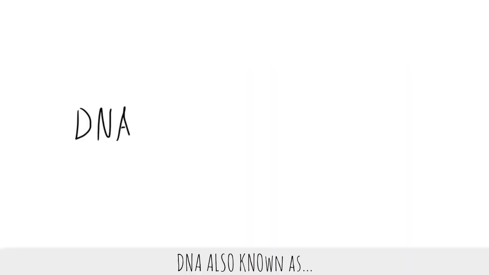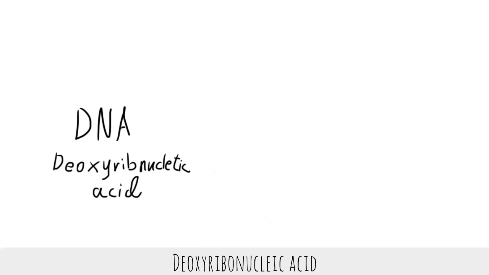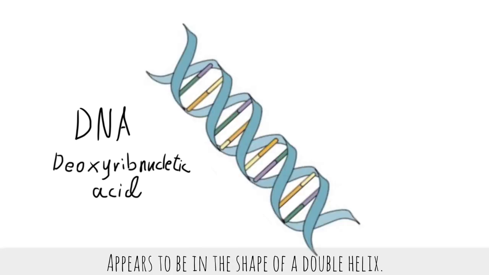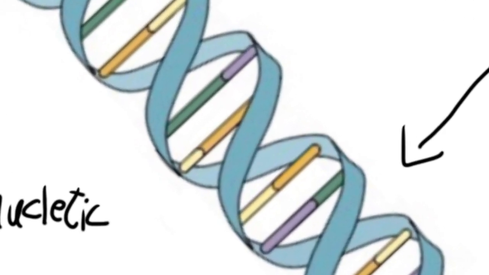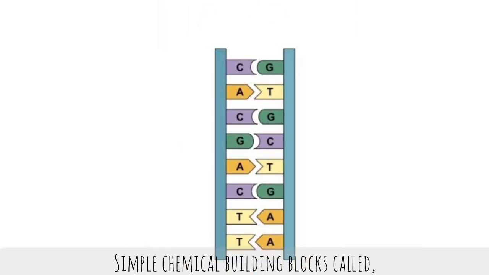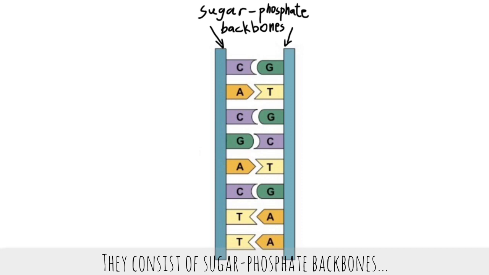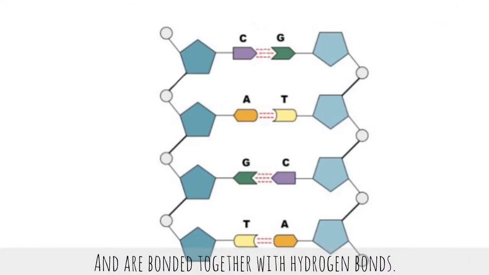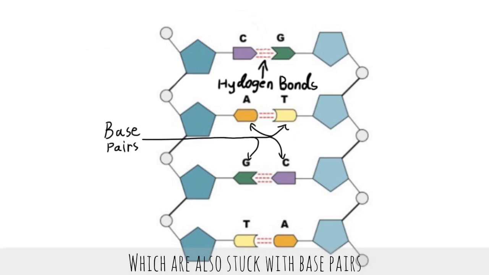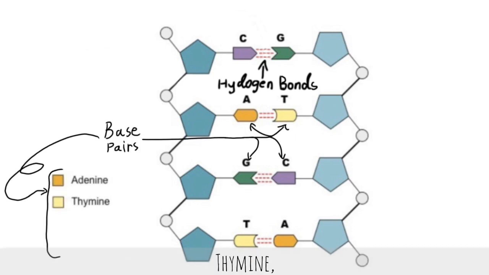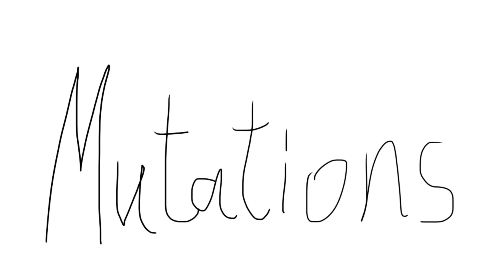DNA, also known as deoxyribonucleic acid, appears to be in the shape of a double helix. It is made up of simple chemical building blocks called nucleotides. They consist of sugar phosphate backbones and are bonded together with hydrogen bonds, which are also stuck with base pairs known as adenine, thymine, guanine, and cytosine. And that brings us to mutations.